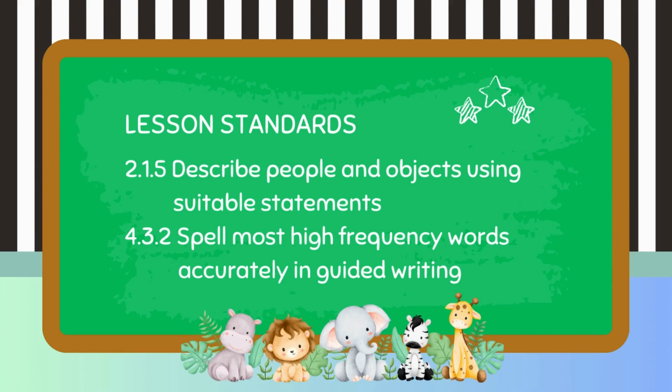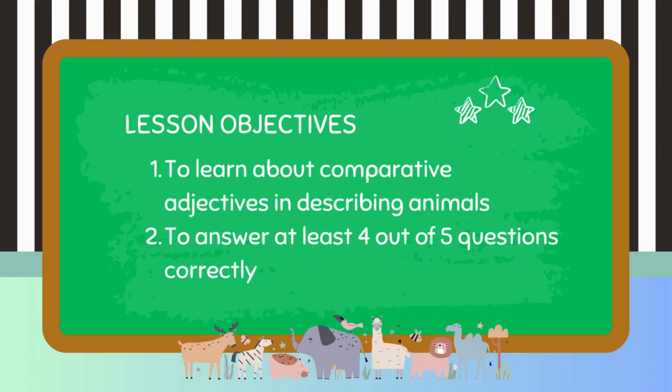The first, 2.1.5, describe people and objects using suitable statements. Second, 4.3.2, spell most high frequency words accurately in guided writing. And here are our lesson objectives for today. First, we want to learn about comparative adjectives in describing animals. And second, we want to answer at least 4 out of 5 questions correctly.